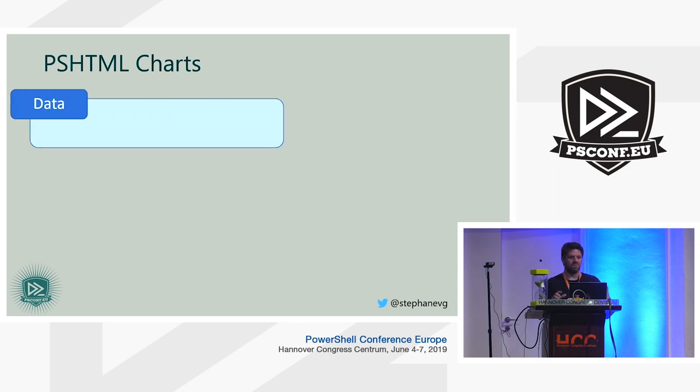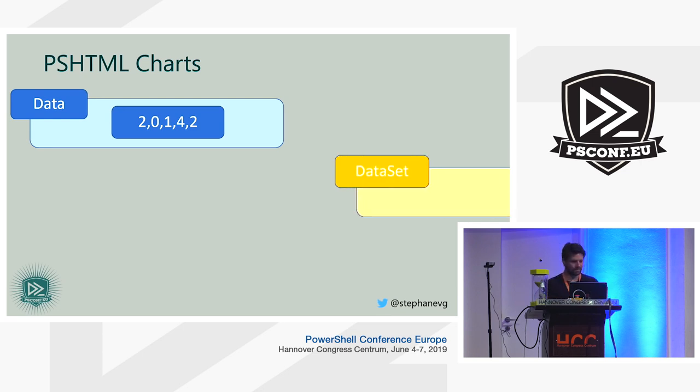So first, what you need to do, you need to have data, and it's basically an array of integers. So 2, 0, 1, 4, 2. That's maybe the amount of tickets that are still open at the end of the day. For example, unresolved tickets, so 2 on Monday, 0 on Tuesday, 1 on Wednesday, etc.